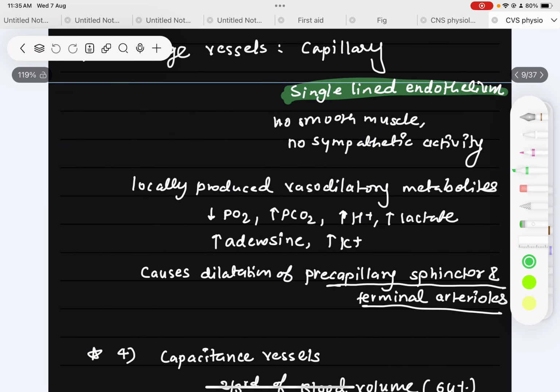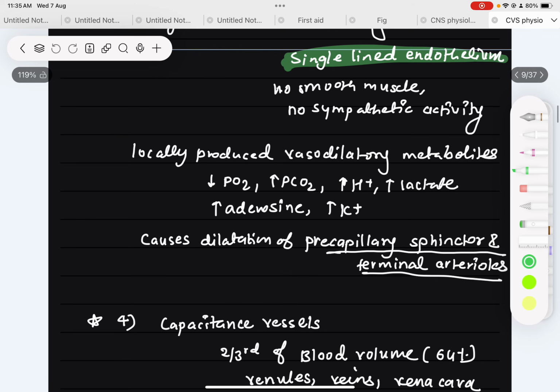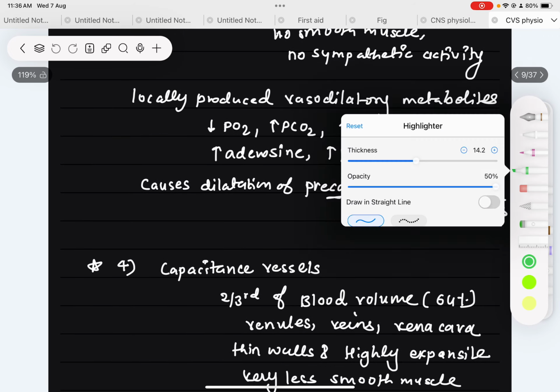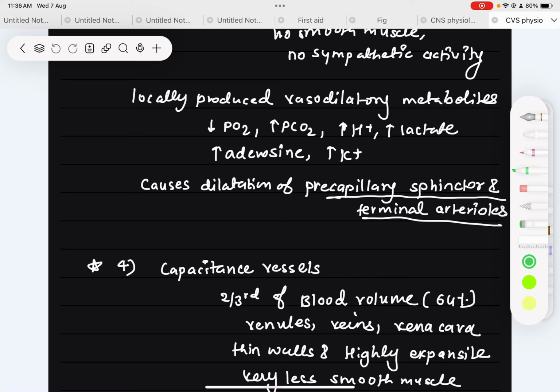So locally produced vasodilatory metabolites are going to dilate the capillaries. That is decrease in PO2, meaning partial pressure of oxygen, increase in PCO2, increase in H+, increase in lactate, increase in adenosine, increase in potassium, that causes dilatation of the precapillary sphincter and terminal arterioles. Now the capacitance vessels.